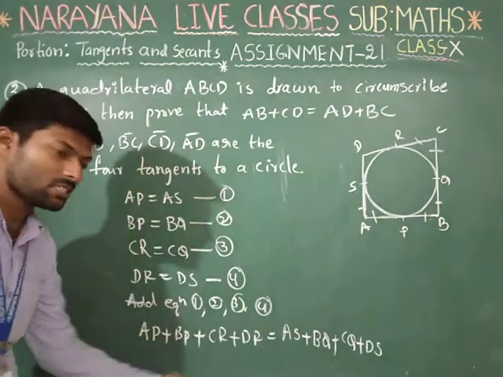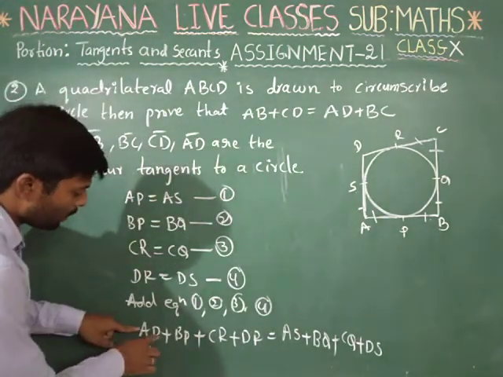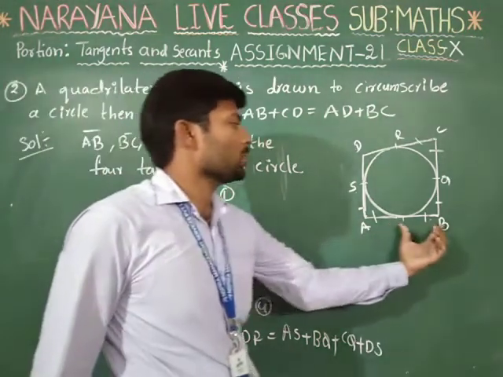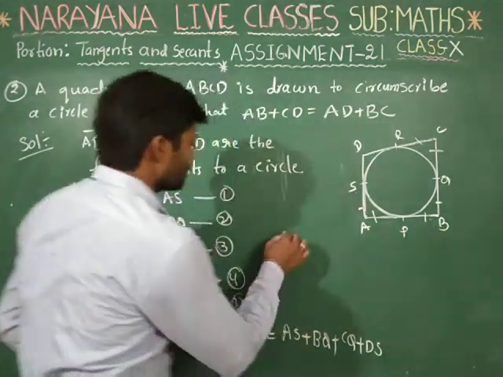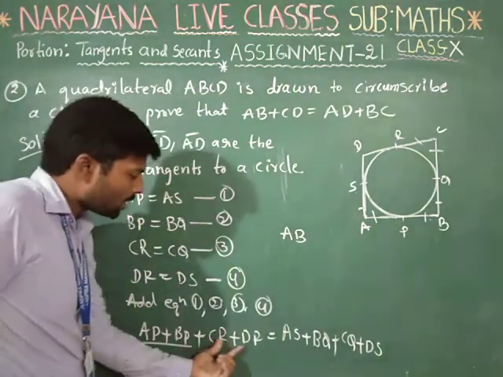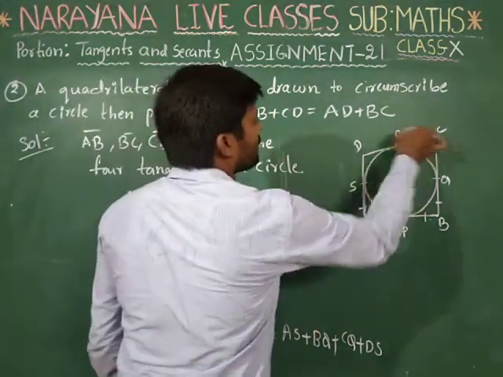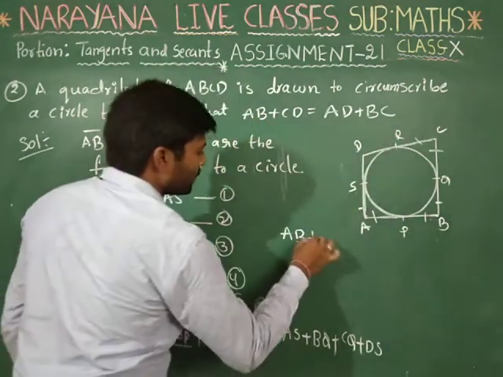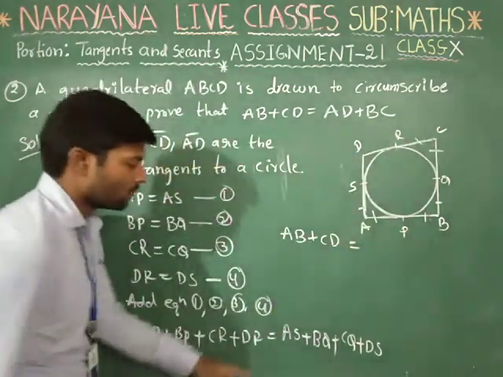So let's rearrange this one. How can you write this? Here AP plus BP can be written as AB. Next, what about CR plus DR? That is CR plus DR can be written as CD. What about the right side?